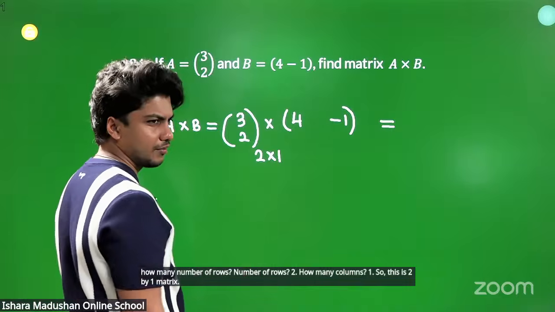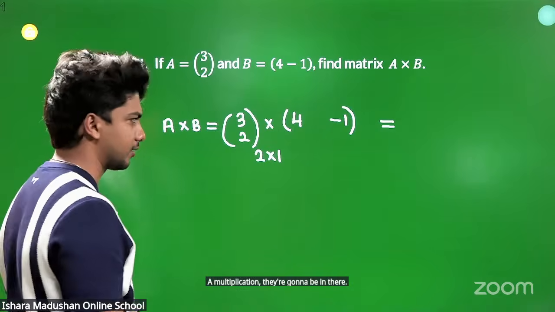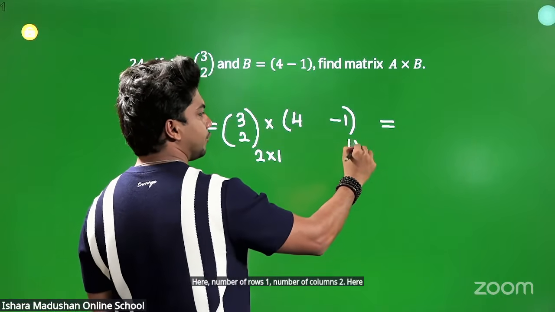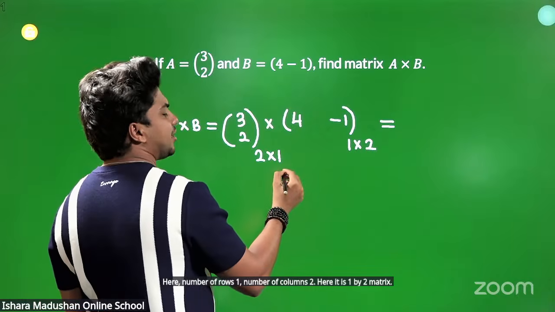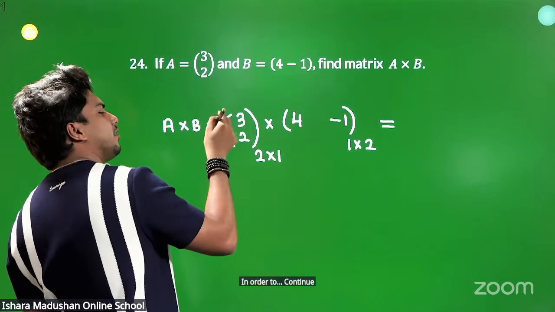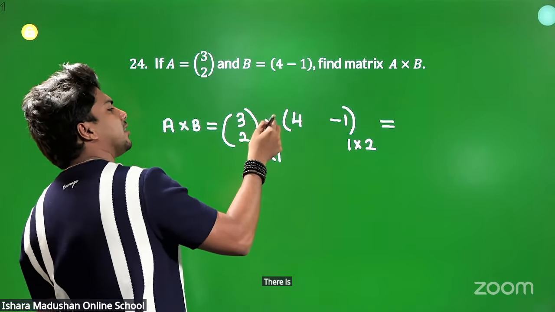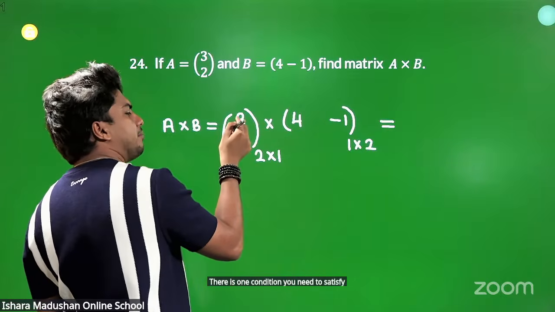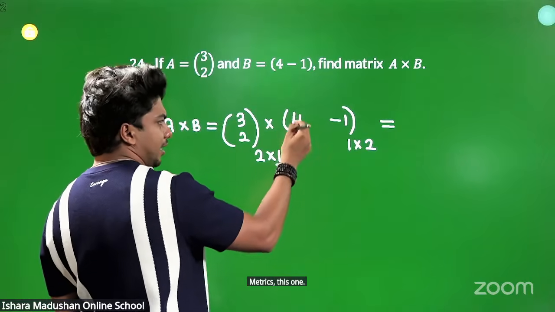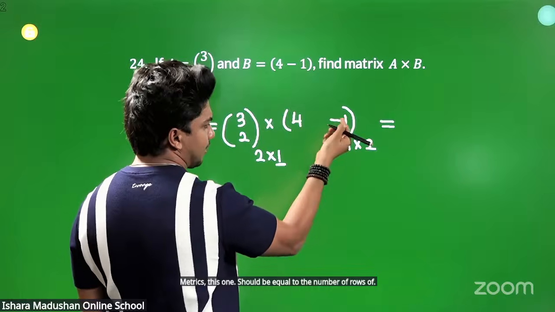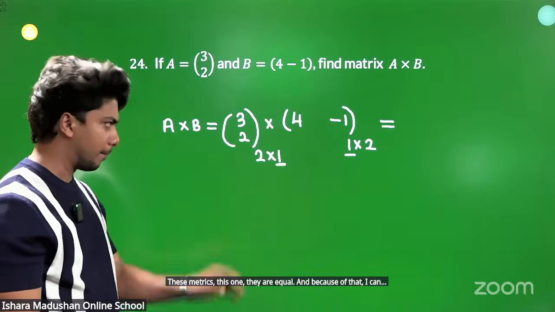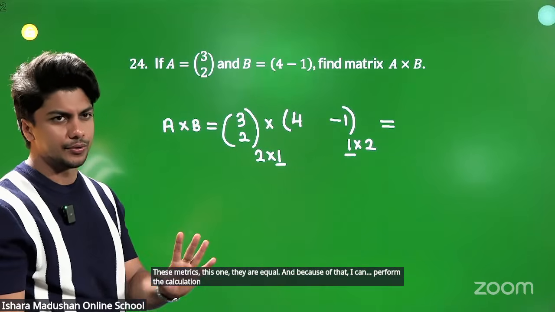It is not a multiplication, it is only a denotation. 2 by 1 matrix. Here number of rows 1, number of columns 2. Here it is a 1 by 2 matrix. In order to continue this operation, there is one condition you need to satisfy: the number of columns of the first matrix should be equal to the number of rows of this matrix. They are equal. Because of that, I can perform the calculation. Otherwise, I can't do it.